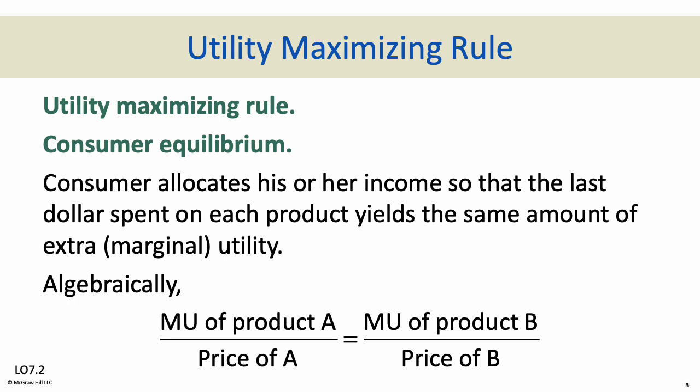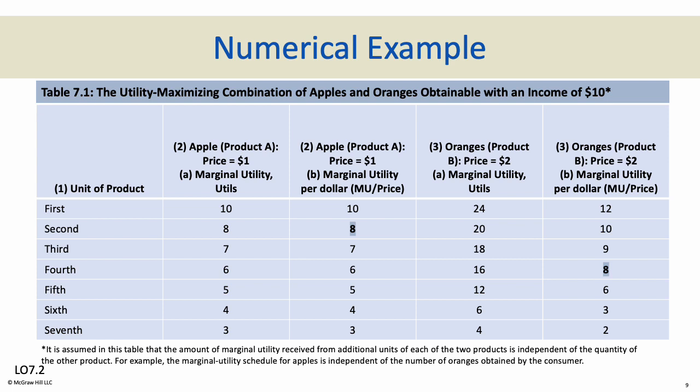When using this rule, it's important to express the marginal utility of the good as marginal utility per dollar spent, since the two goods probably have different prices. So we have to find the marginal utility per dollar by dividing the marginal utility by its price. That's how we're going to compare goods, the reason being everything costs different amounts. So if we look here, we can look at a bunch of various products. We're going to look at apples and oranges.